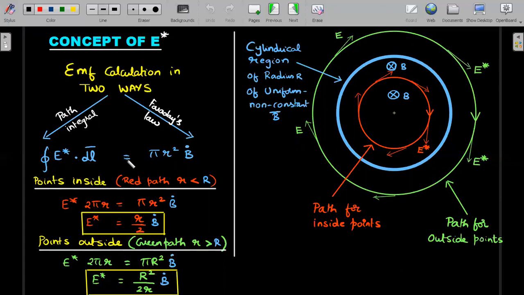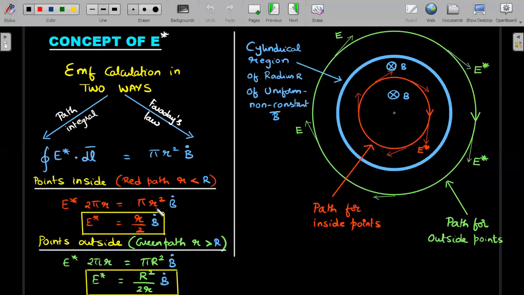On the other side, you can also calculate it using Faraday's law as the rate of change of flux. Pi r square is the area of the path that I'm using on the right side, either the red colored or the green colored path. It should be pi r square into dB by dt. I'm writing dB by dt as B dot. For points inside, which is the red path where small r is less than capital R, please understand this capital R is the magnetic field boundary region. Outside, the magnetic field is 0.